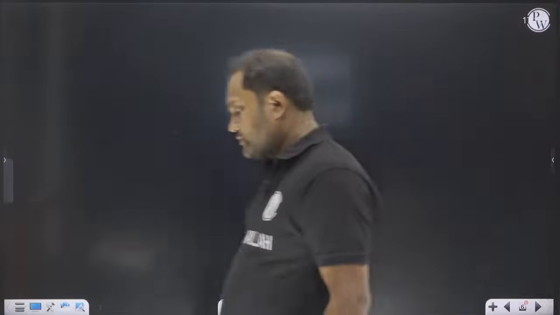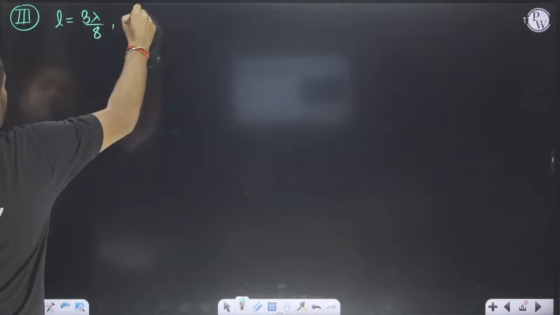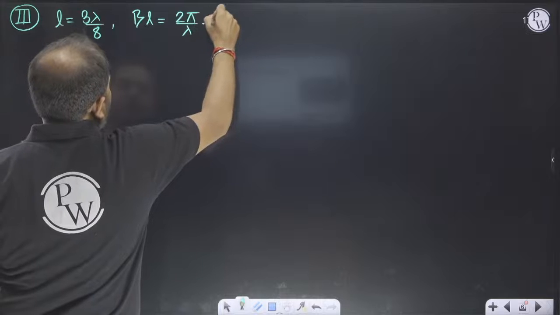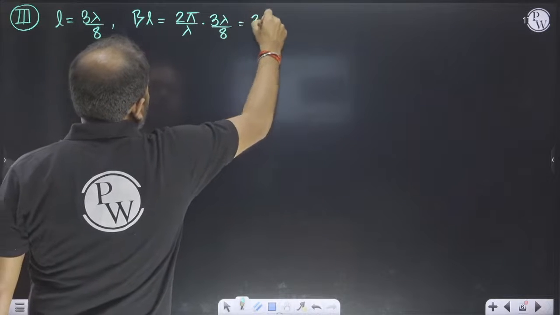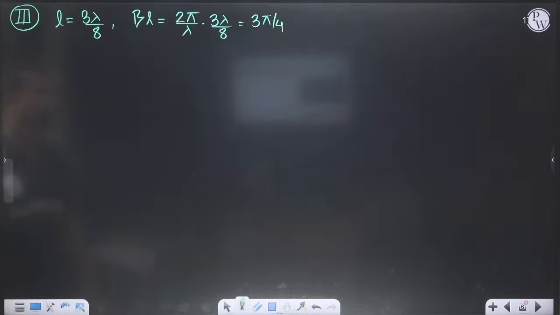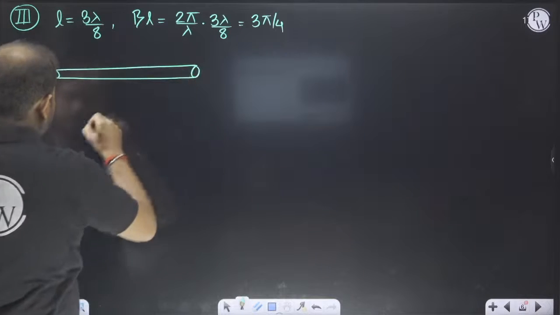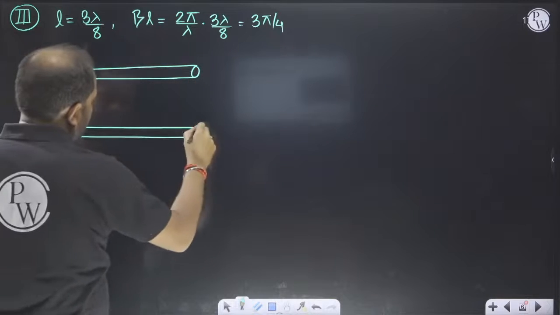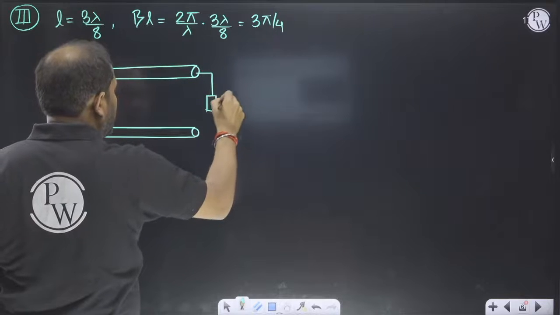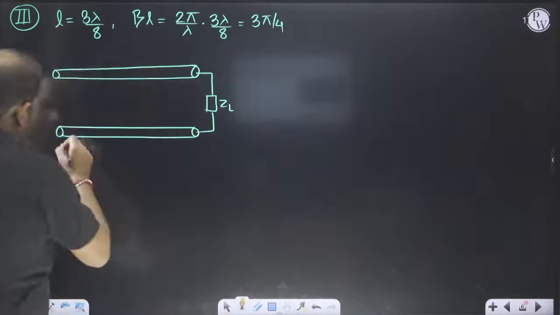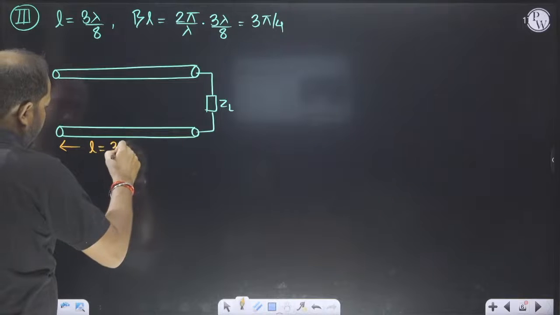So the third point is length 3 lambda by 8. Again you have to calculate beta L, because only by calculating beta L will you get the value. So that means beta L is 3 pi by 4 when the length of the transmission line is 3 lambda by 8. They may give length lambda by 4, they may give length lambda by 8, like that. This is our length 3 lambda by 8.